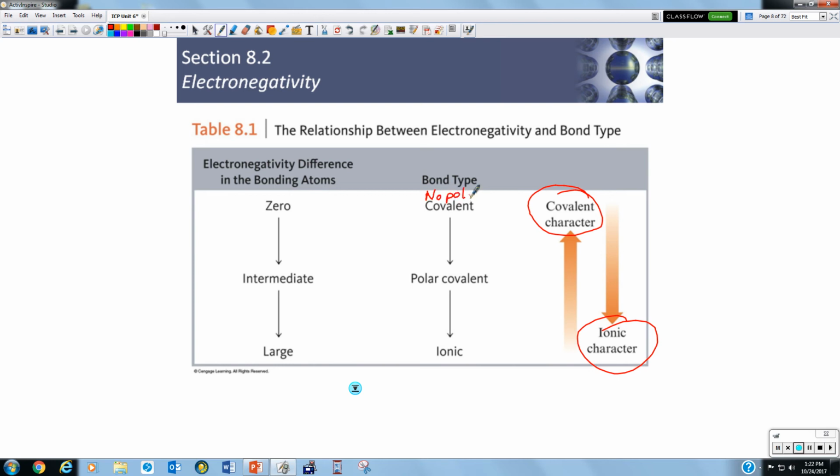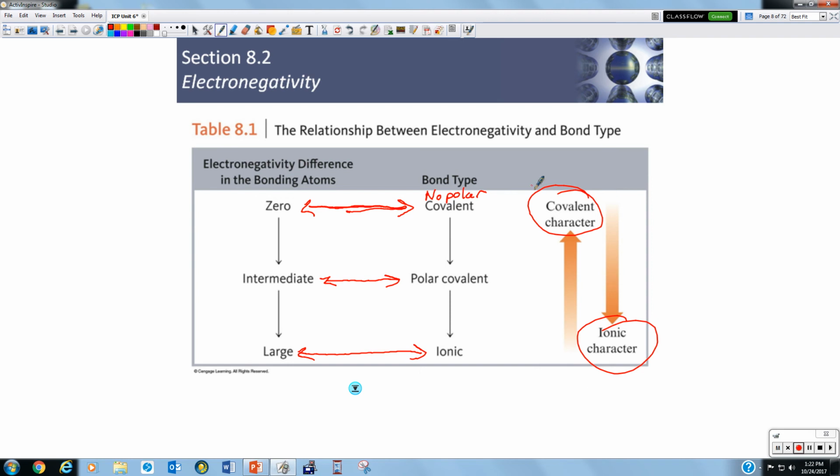I'm going to go ahead and write this in on top of this. Nonpolar covalent. So we look at the electronegativity difference in the bonding atoms versus the bond type. If you have a very low electronegativity difference, the bond type is going to be nonpolar covalent. If it's in the middle, it's going to be polar covalent. And if the difference is large, it's going to be ionic.